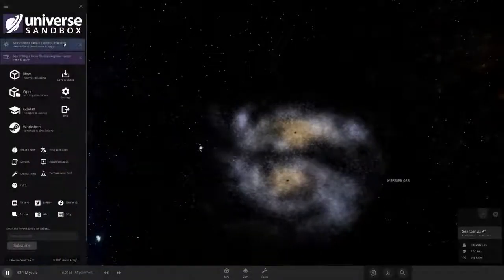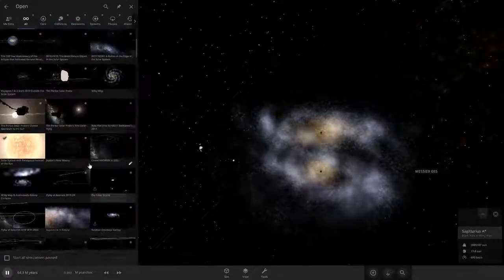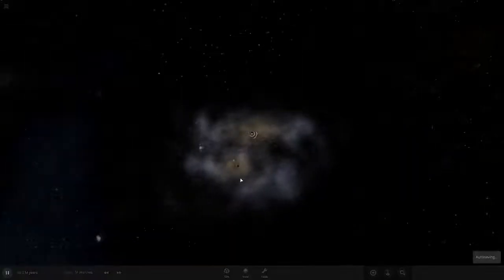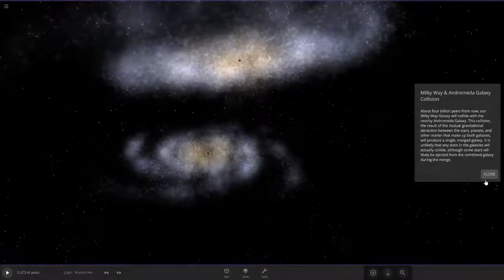Let's go look at... let's do this one again. Milky Way and Andromeda colliding. So, 4 billion years from now, these two galaxies will collide.